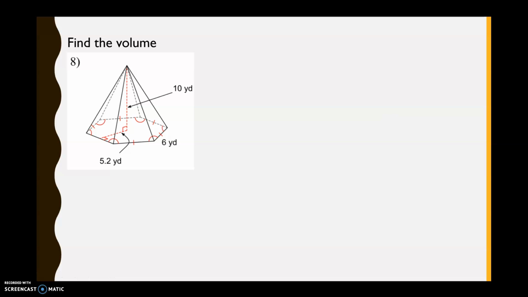Number 8. Volume is equal to 1/3 big B H. So 1/3, let's figure out what my big B is. And I know my H is going to be the height of my pyramid, which is 10. So I just need to figure out big B. Okay, well I have a 1, 2, 3, 4, 5, a 6-sided figure, which is a hexagon.